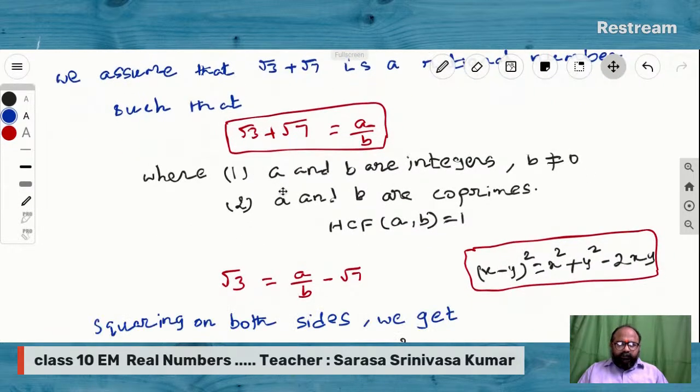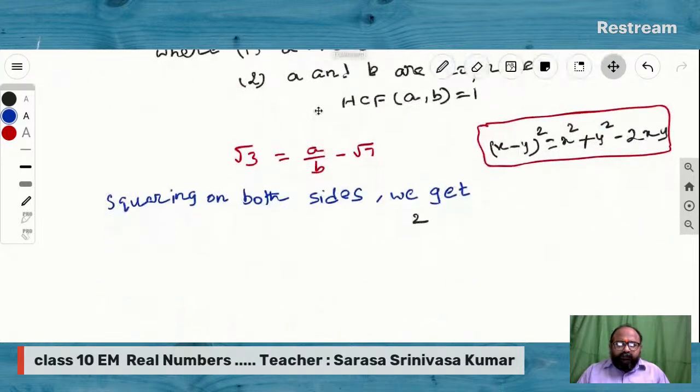Number 1, a and b are integers, where b is not equal to 0. This is the first condition. Now the second condition is a and b are co-primes. That is, the highest common factor of a and b must be equal to 1. So we have written square root of 3 plus square root of 7 equal to a by b.